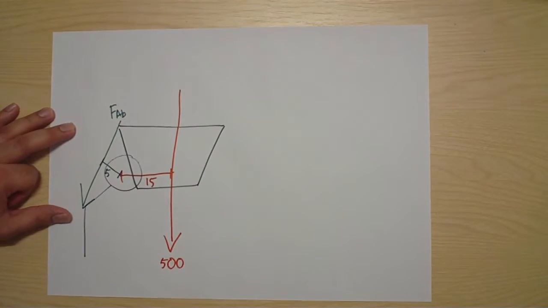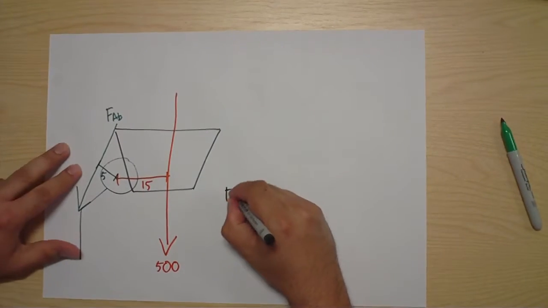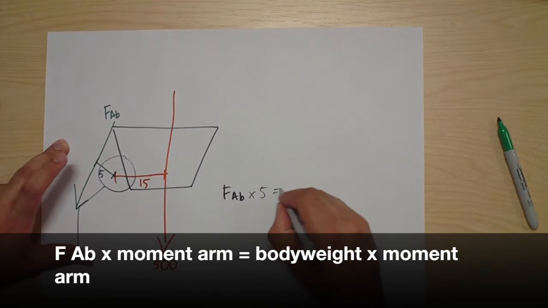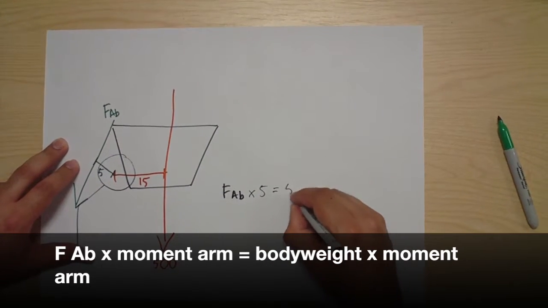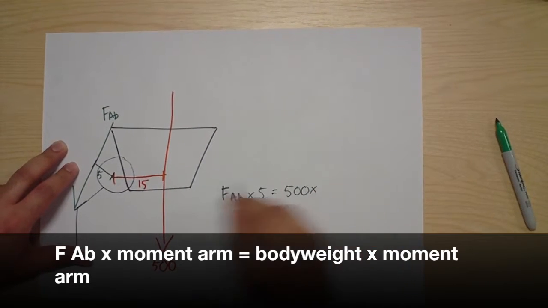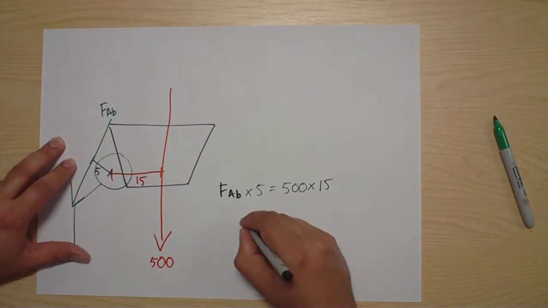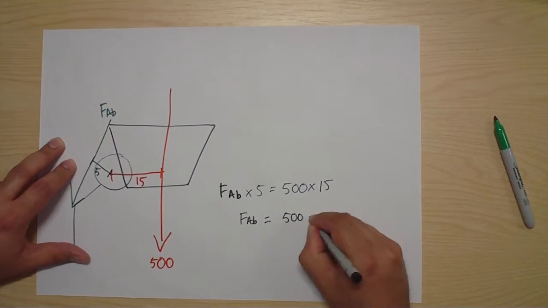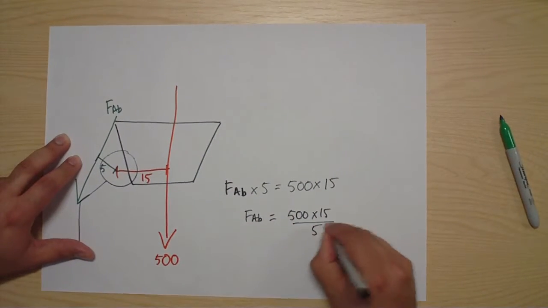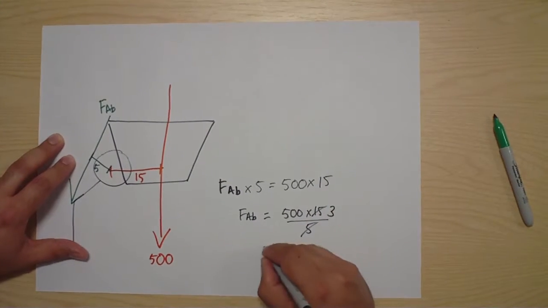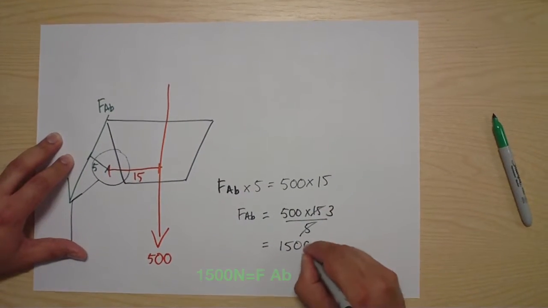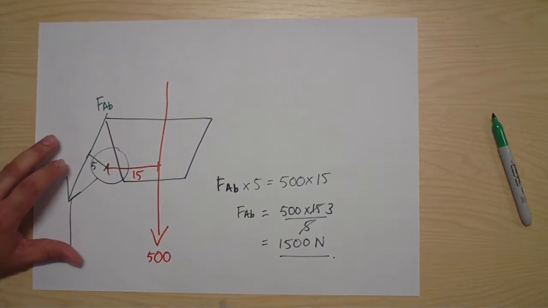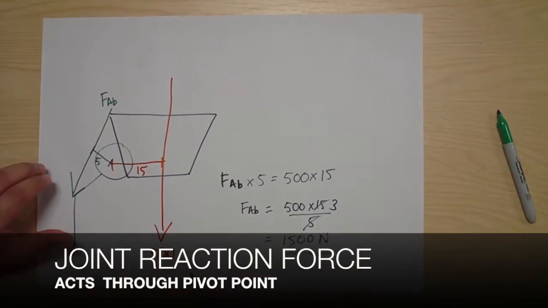So to calculate the force of the abductors, you can work that out by saying the force of the abductors times the moment arm equals the body weight times the moment arm. So again, force of the abductors is that. So if you cancel that, which gives you 1500 newtons. So you can use this to calculate the joint reaction force.